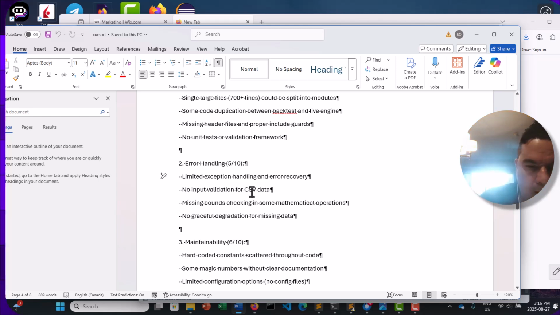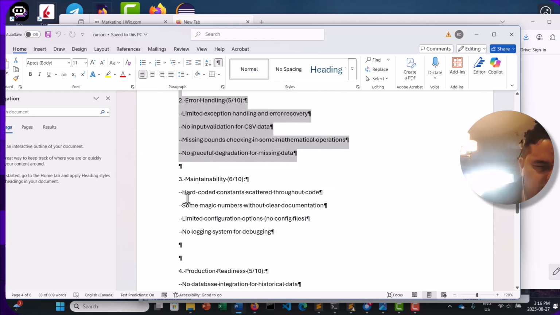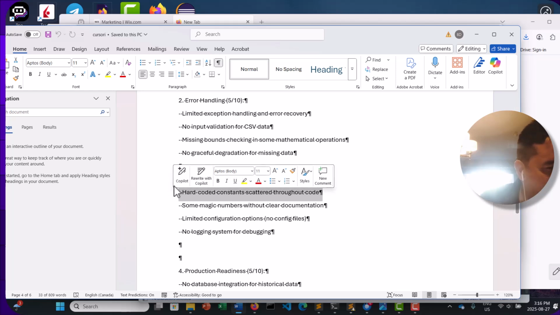But again, it's optional. Limited exception handling and error recovery, no input validation for CSV data, missing bound checks in some mathematical operations, no graceful degradation of missing data. That's true. Maintainability. It's hard coded and constants scattered throughout the code. That is true as well.